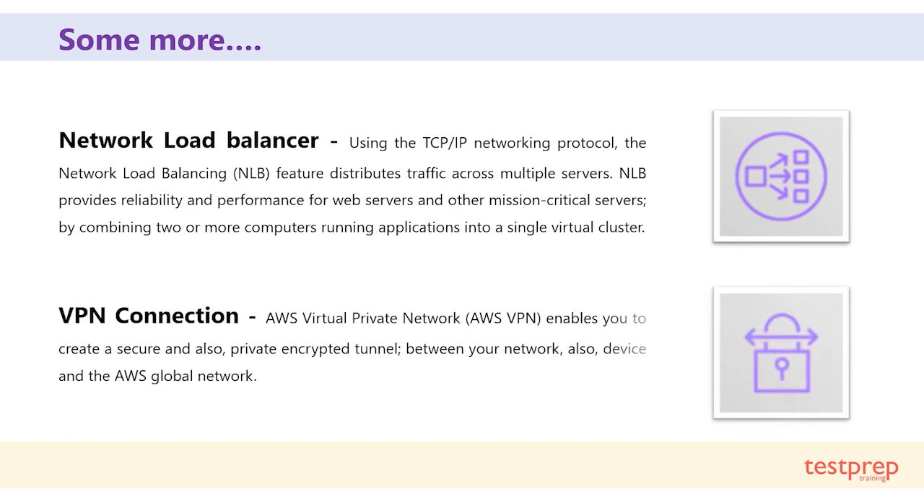Next, VPN connection. AWS Virtual Private Network, AWS VPN enables you to create a secure and private encrypted tunnel between your network and devices in the AWS global network.